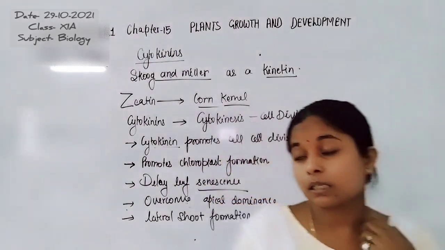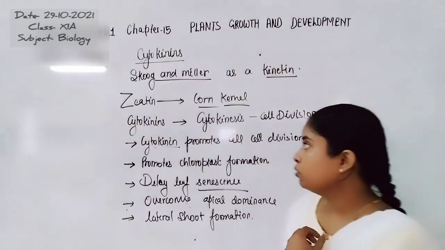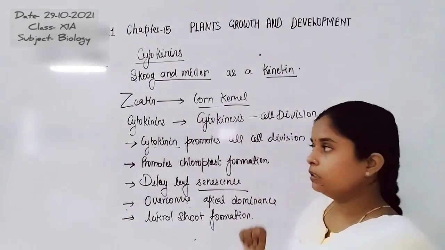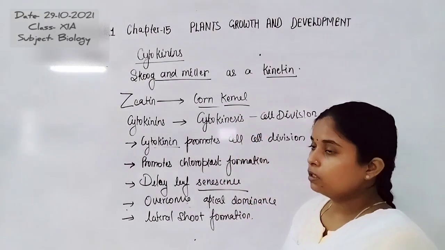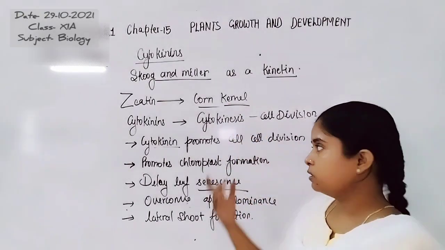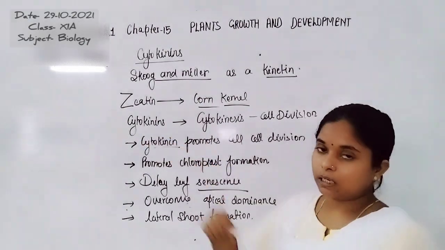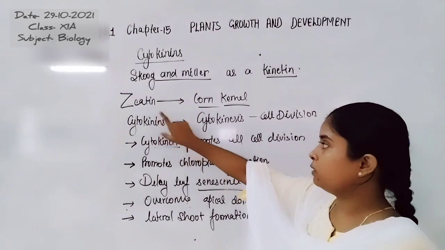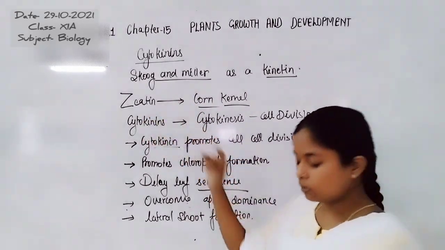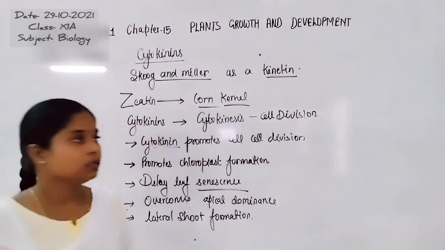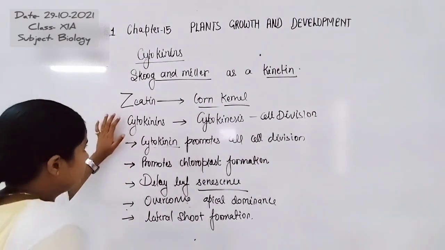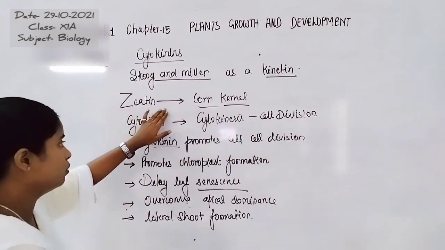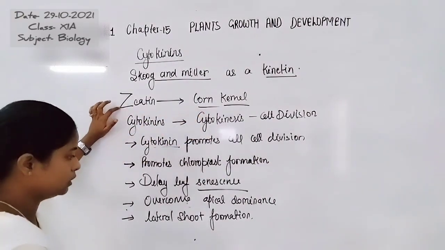Now, discovery was done by Skoog and Miller as kinetin. Previously, they were known as kinetin, but according to their function, cytokinesis, the name was changed to cytokinin. Previously, a similar product was not present in the living or natural plant, but a similar compound is found in the corn kernel.